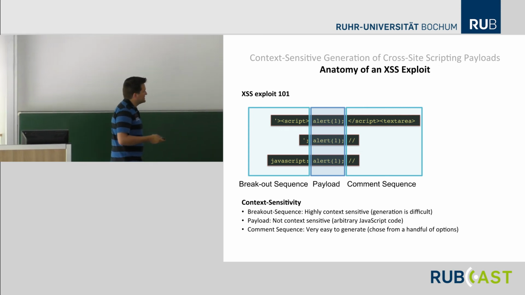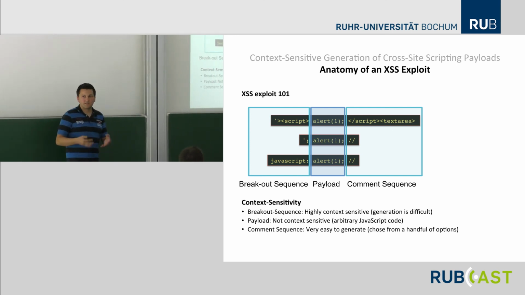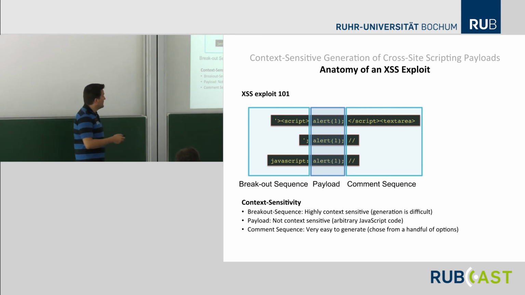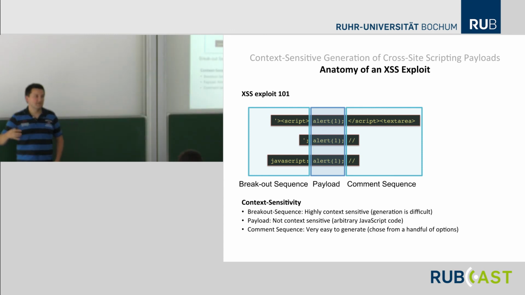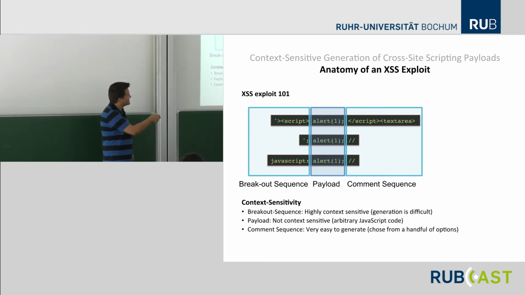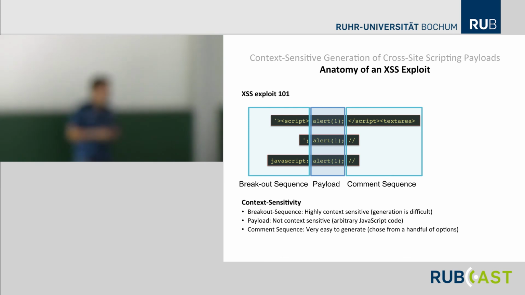If we look at the context sensitivity, we see that the payload is not context sensitive at all. It doesn't depend on whether we inject into JavaScript or into HTML or into URLs. We always have a JavaScript payload. If we look at the comment sequence, it's not too difficult. If we are in a JavaScript context, we just use a comment sign, and in HTML, we use whatever we want. Here it's just a text area, and we need to close the script tag to make it syntactically correct. So these two are pretty easy to generate automatically. The only thing that is left is the breakout sequences. They are pretty hard, and you need to think about how to automatically do this.